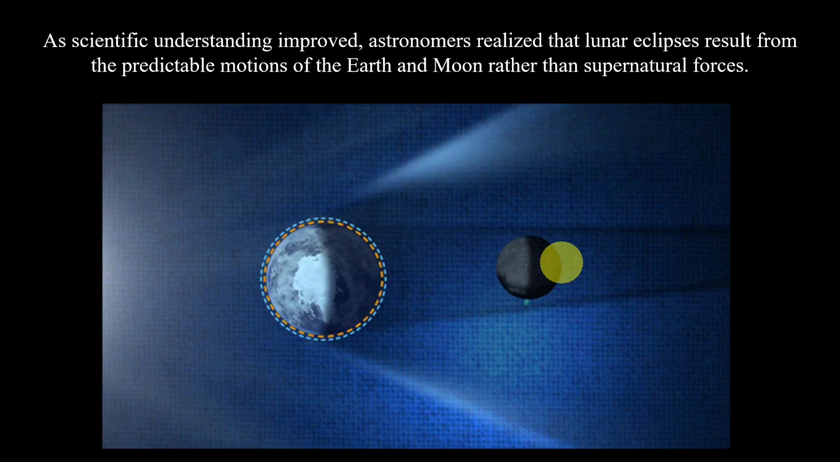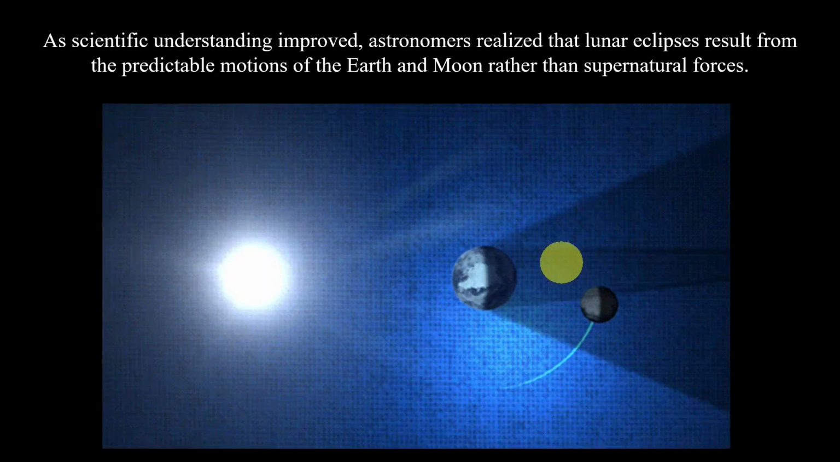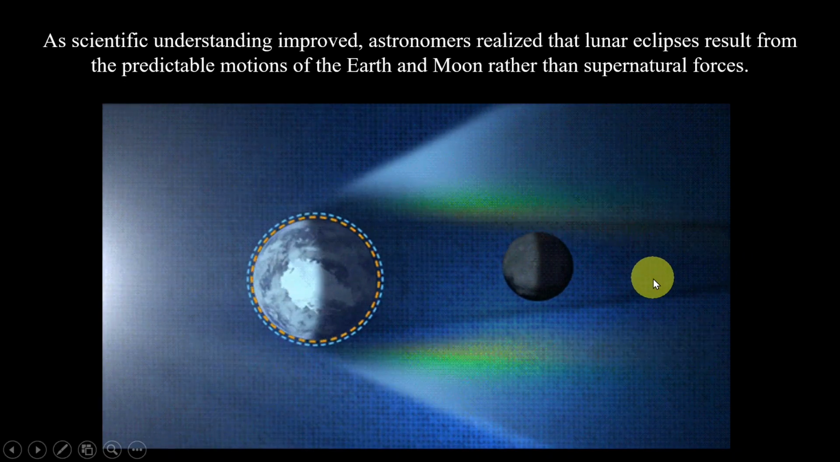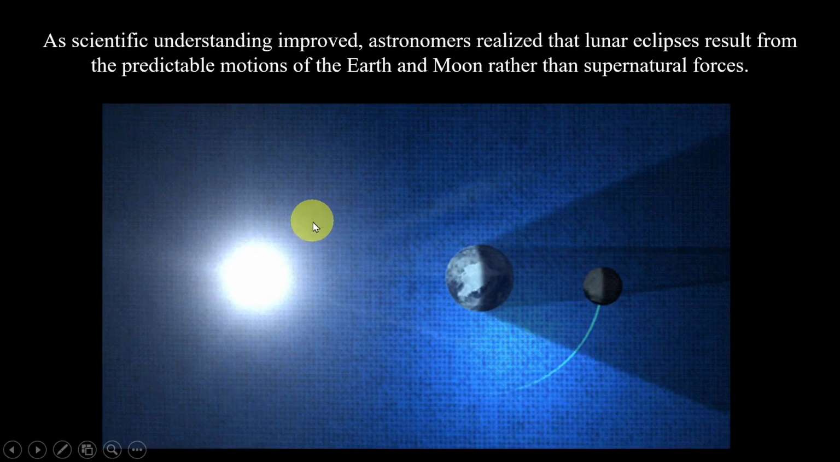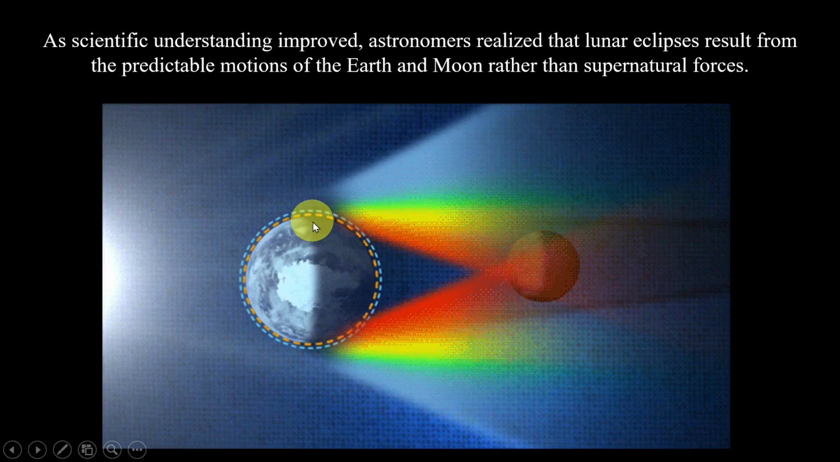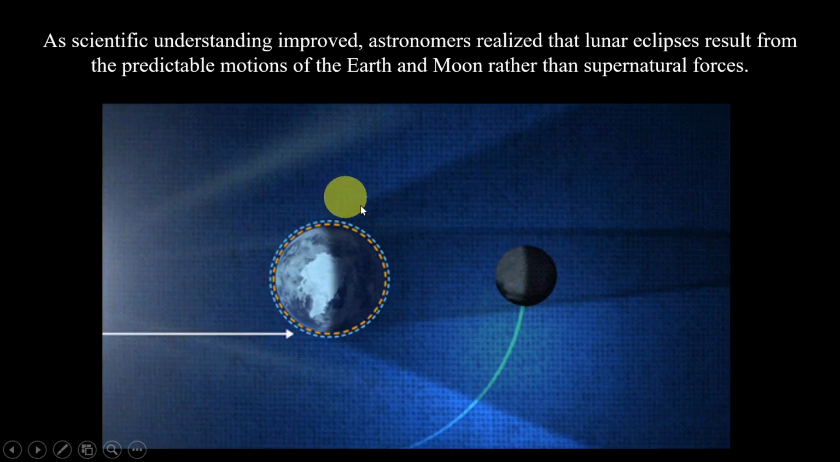However, in our modern era, our scientific understanding has improved, and now astronomers have realized that lunar eclipses result from the predictable motions of the Earth and the Moon rather than supernatural forces.